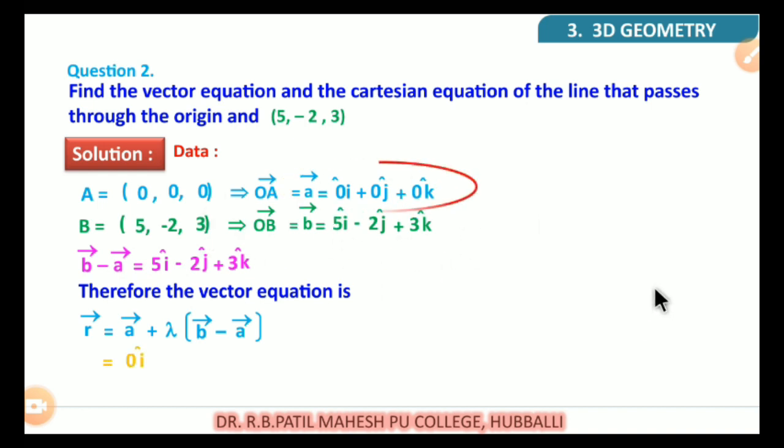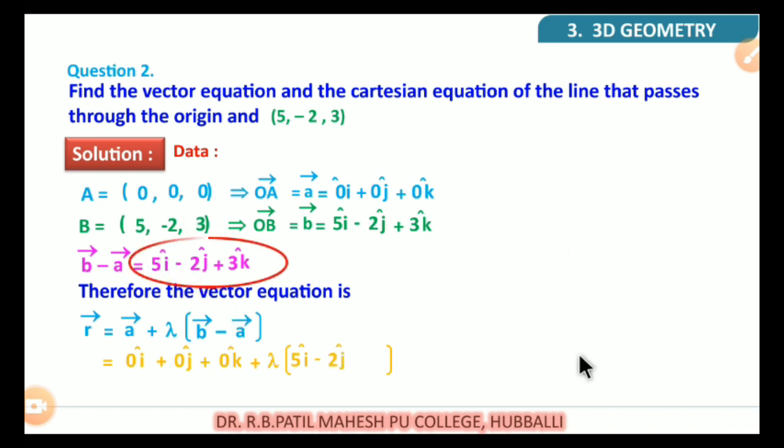Vector a is equal to 0i plus 0j plus 0k, plus lambda, which is a scalar, into the bracket of 5i minus 2j plus 3k. Here 0i plus 0j plus 0k gives the value 0, so we can neglect it. So we can write it as lambda into the bracket of 5i minus 2j plus 3k, which is the required vector equation of the line passing through these 2 points.